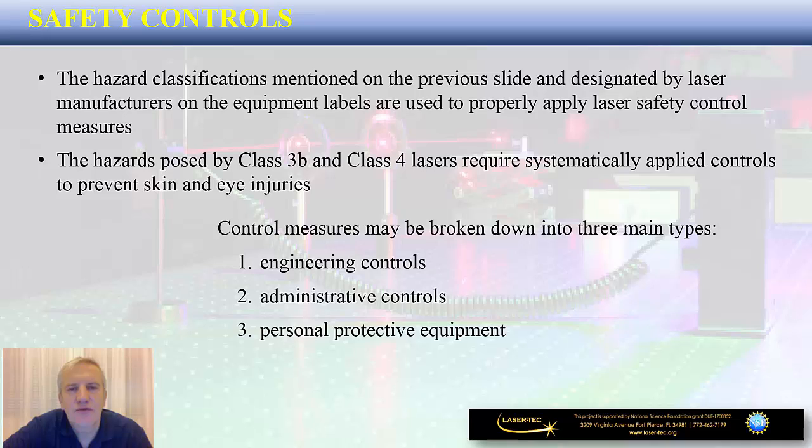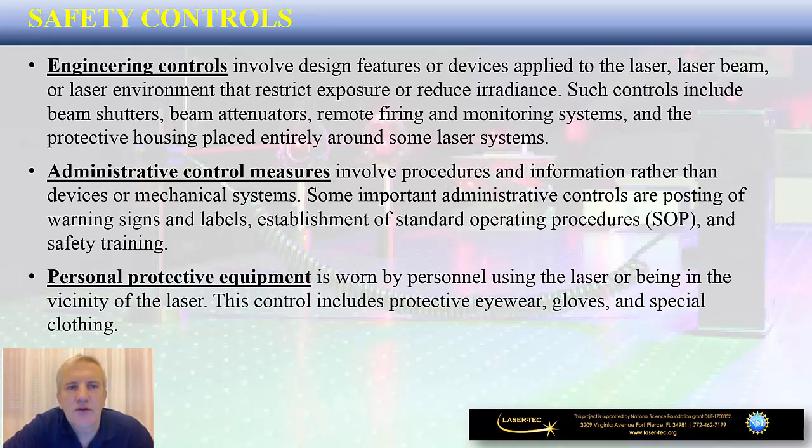There are a few different types of control measures according to the laser safety standards. Control measures can be broken down into three main types. You may establish engineering controls, you may have administrative controls, and finally you may wear personal protective equipment, popularly known as PPE. When we are talking about engineering controls, we are talking about certain design features or devices.